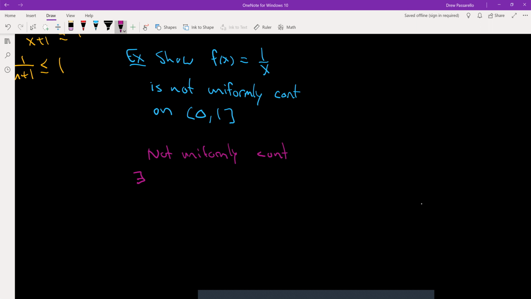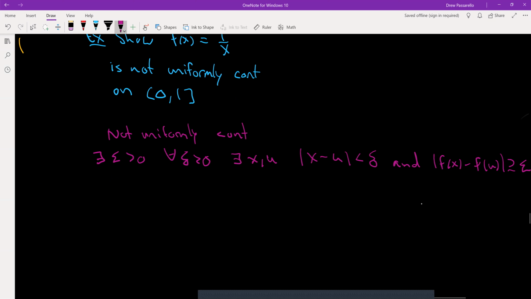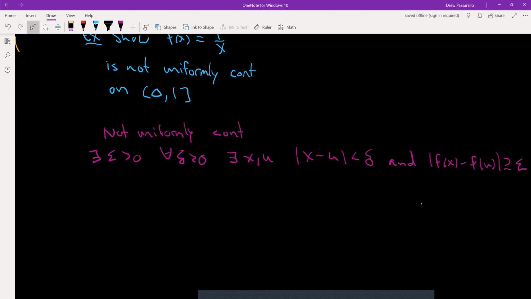So it's not uniformly continuous, and there's two things we could use. That there exists an epsilon for all delta, there exists x and u so that the absolute value of x minus u is less than delta, and the absolute value of f of x minus f of u is greater than or equal to epsilon. All right, that was just a negation of the definition I was using for the previous two.